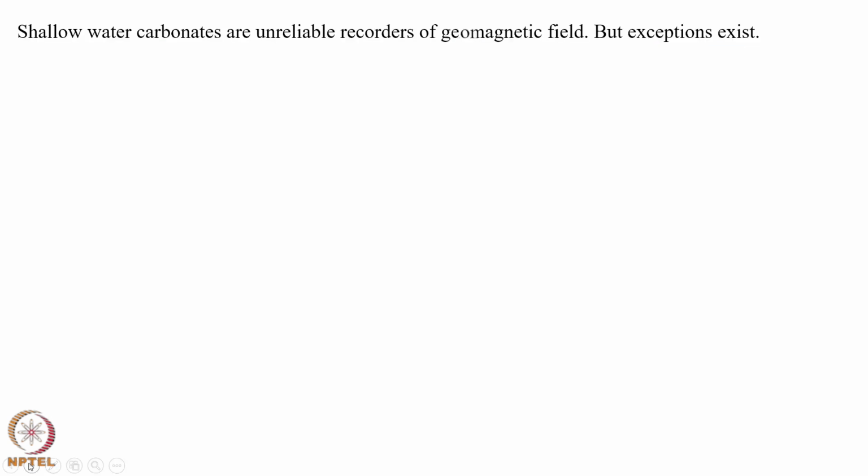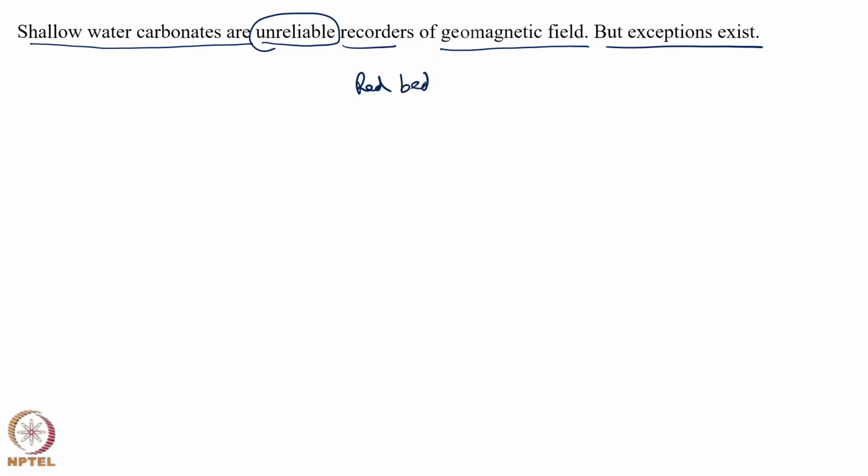There are many details of what kind of minerals and rocks are useful in geomagnetic field studies or in paleomagnetic studies. One of the statements is that the shallow water carbonates are unreliable recorders of the geomagnetic field, but then there are exceptions. Then there can be similar statements on red beds, fleche, molasse and turbidite.